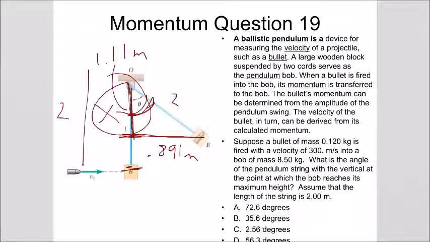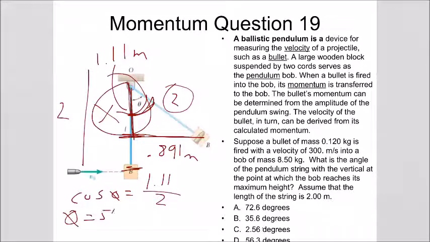So now we can use that and do a triangle essentially to figure out the angle. So we're going to say cosine of our angle theta is equal to the adjacent side of our triangle, which is x, 1.11, over the hypotenuse, which is 2. We'll divide 1.11 by 2. We'll take the inverse cosine, and we'll end up with an angle theta of about 56.3 degrees. So answer D is the correct answer on this one.